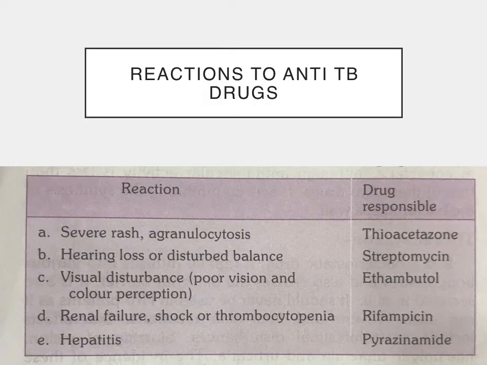These are a few reactions to anti-TB drugs. As I mentioned, I'll be highlighting these things as well. As far as thioacetazone is concerned, the reaction could be severe rash, agranulocytosis. Streptomycin can cause hearing loss or disturbed balance. It affects the vestibular system. Then ethambutol, as I already mentioned, causes visual disturbance, poor vision, and color perception is affected.